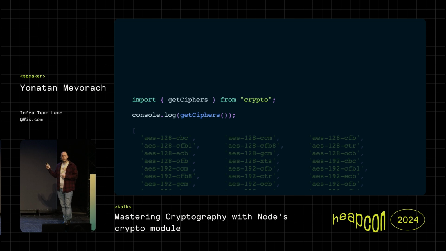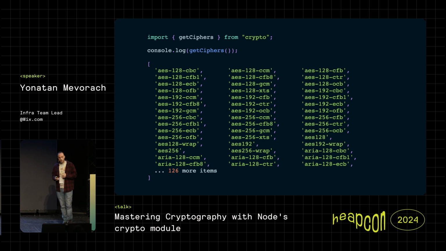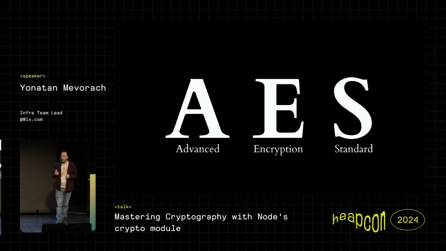This is the getCiphers function, and as the name suggests, this returns a list of all of the ciphers, or the encryption or cryptography algorithms, that are available on your machine. So for example, on my machine, this returns 171 different algorithms that I can use. So in our example for encryption, we're going to talk about a type of AES encryption.